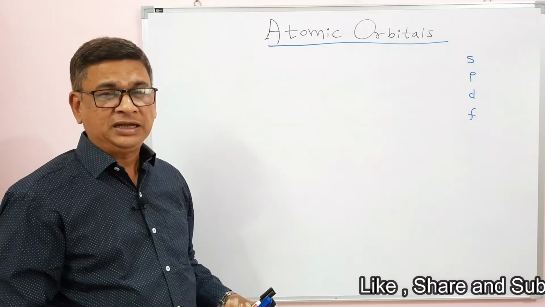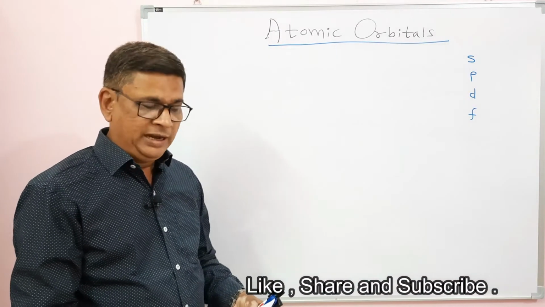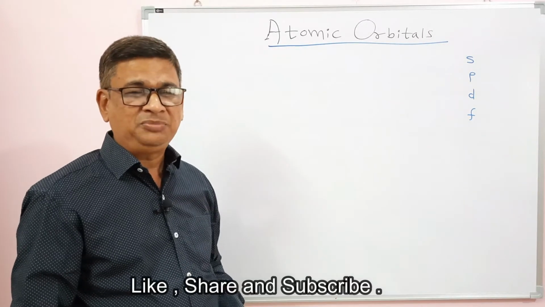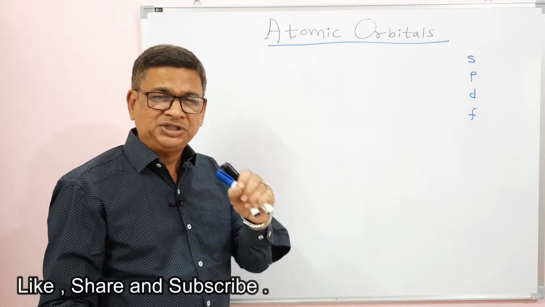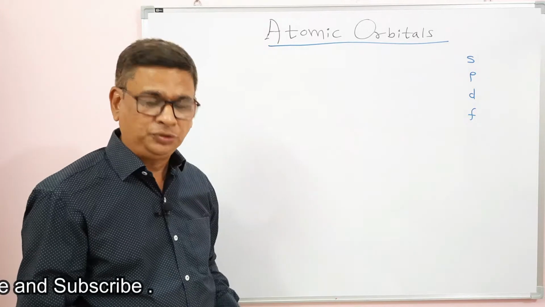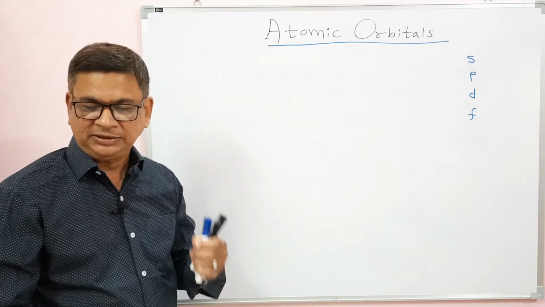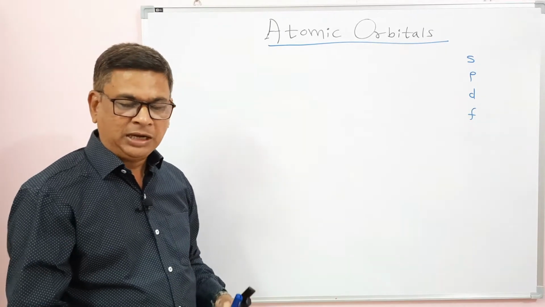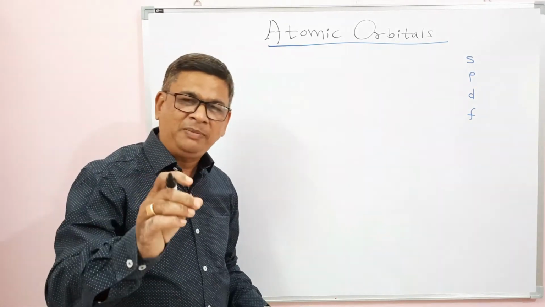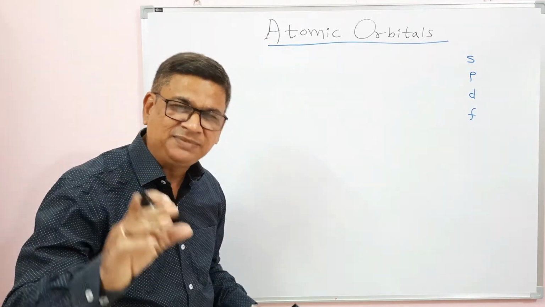Orbital is a different term and orbit is a different term. According to the Heisenberg's uncertainty principle, it is not possible to know the exact position of an electron, but this is the definition of orbital. It is the three-dimensional structure around the nucleus in which the probability of finding an electron is maximum.